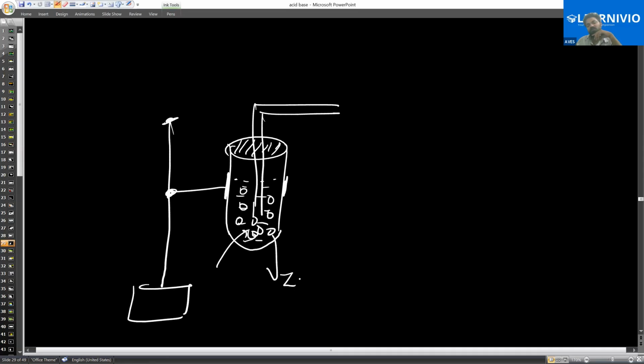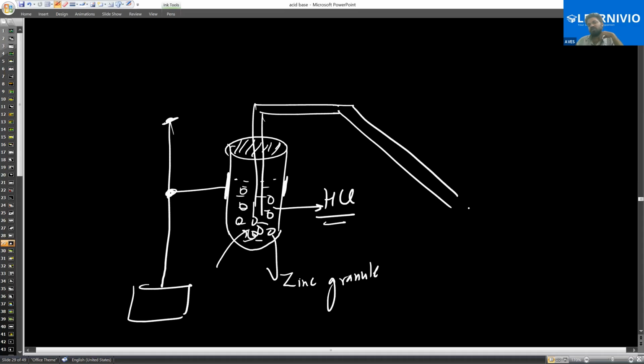So this is zinc granules, and now you have hydrochloric acid added to it. And now H2 gas is produced. Can I know what would happen if instead of zinc granules, you took zinc dust? Zinc dust means zinc powder. What would happen? Tell me fast. Sir, I'm not sure.